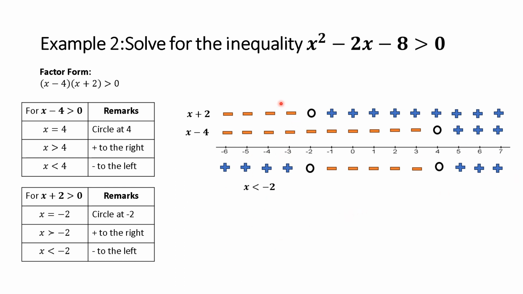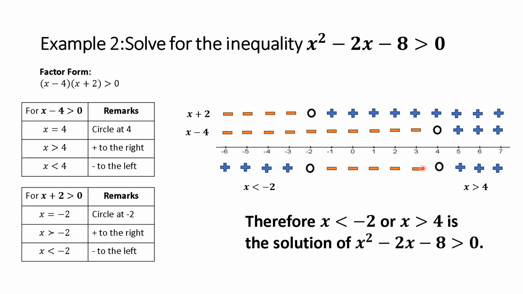So therefore, we could have now x is less than negative 2, which is here to the left, and another answer is x is greater than 4 to the right. Therefore, x is less than negative 2 or x is greater than 4 is the solution of x squared minus 2x minus 8 is greater than 0.